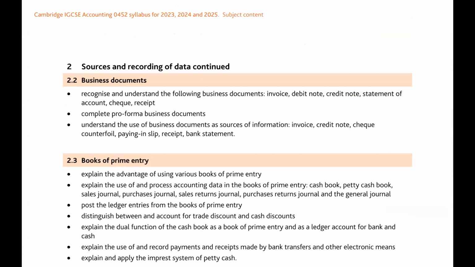Then we'll talk about the business documents. You should be able to recognize and understand the business documents, such as the invoice, the debit note, the credit note, the statement of account, the check and the receipt. And when we use these documents, how we use them, even how to make entries in the same documents. You'll have to understand the use of the business documents as the source of information. Then we'll show you all of them.